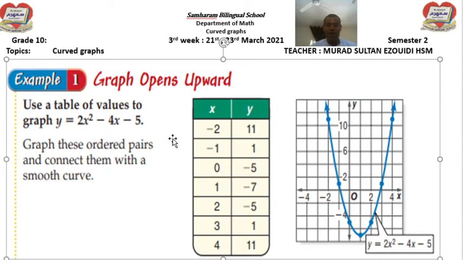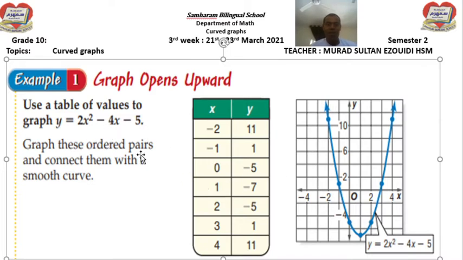Okay, then when x equals minus 1, so 2 multiplied by minus 1 squared, it will be 2 multiplied by 1, it will be 2. Then minus 4 multiplied by minus 1, it will be 4. 2 plus 4, 6, minus 5 gives 1. Then when x equals 0, this is the y-intercept. Okay, it will be negative 5.